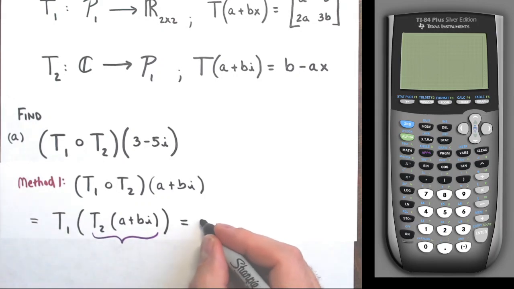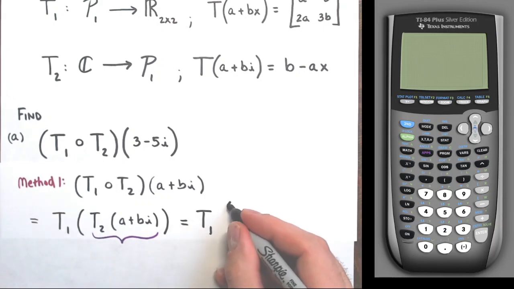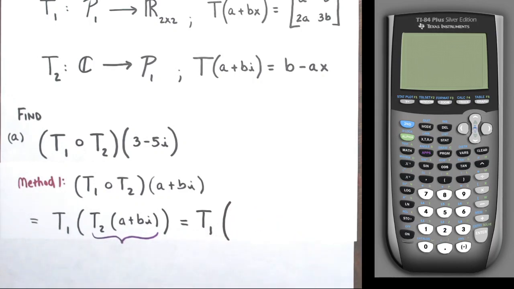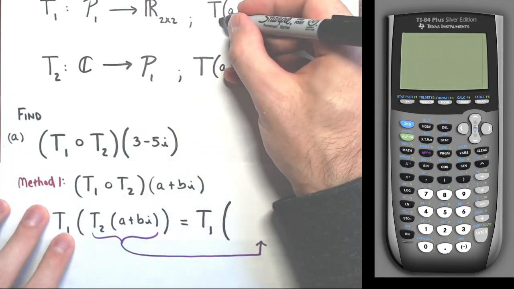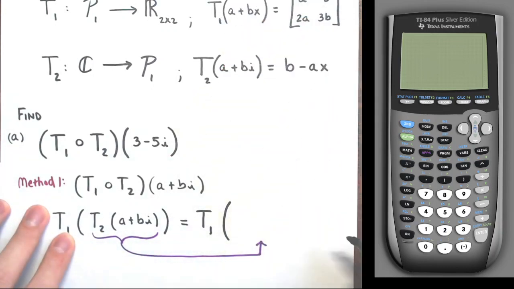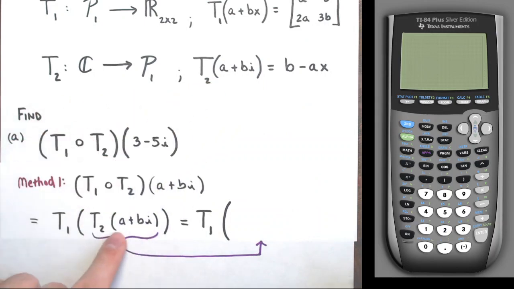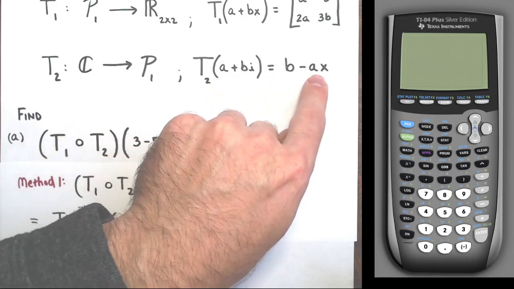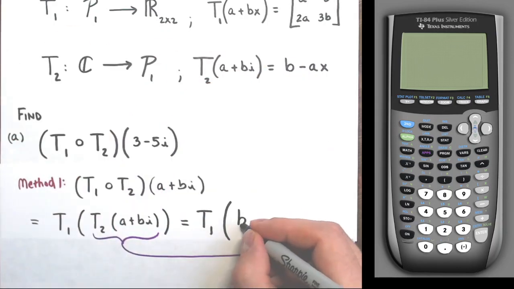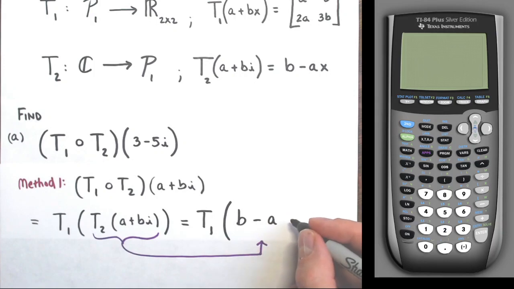So this is going to be T1 of, and I'm putting whatever this output is in here. Right. So I apply T2. Oops, I forgot to put the numbers T1, T2 up here. My bad. So what's T2 applied to a plus bi? Well, it's exactly the same as this here. I got a plus bi, so it's b minus ax. B minus ax.